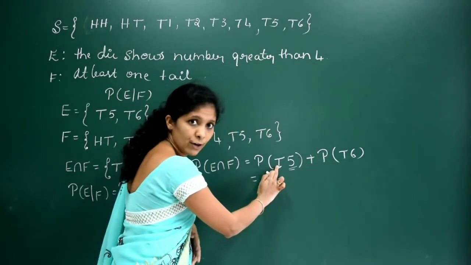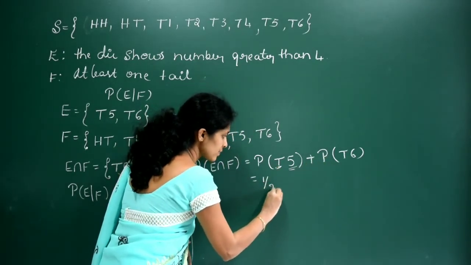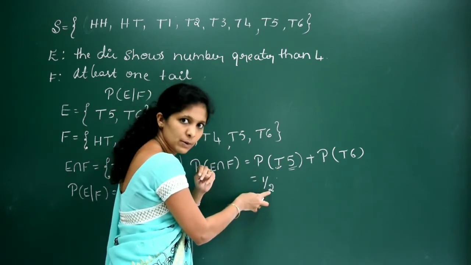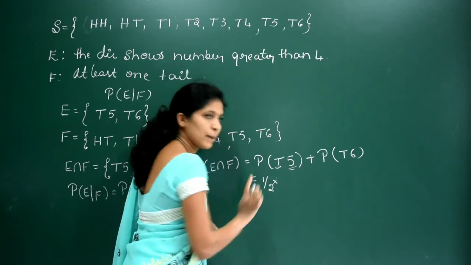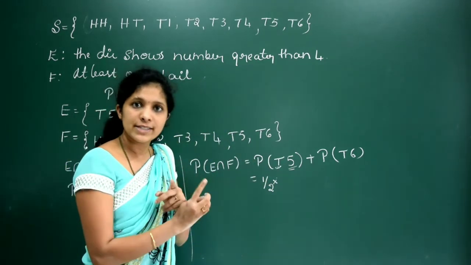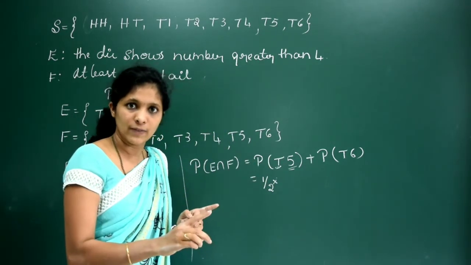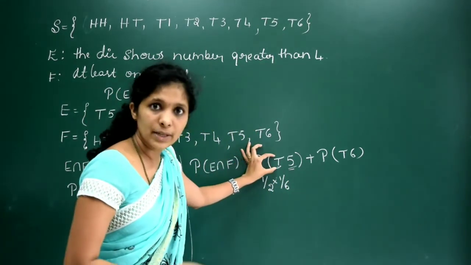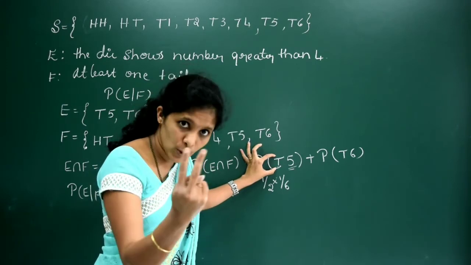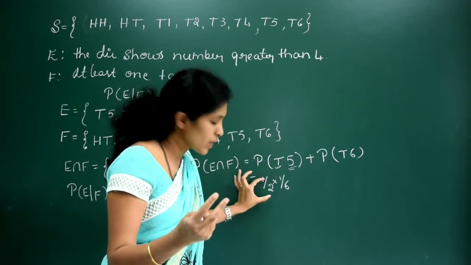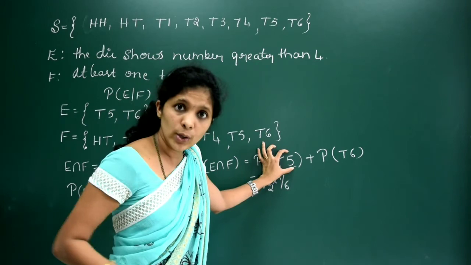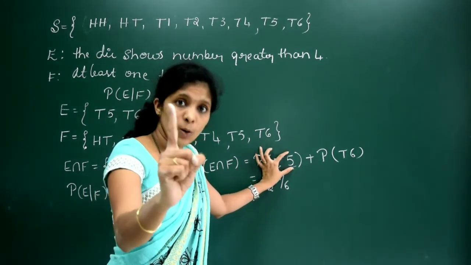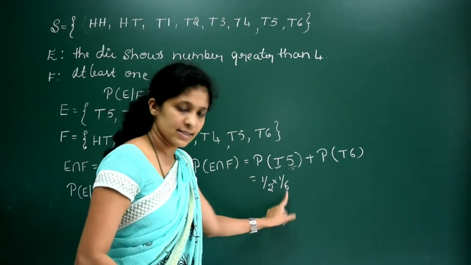What is the probability of T? It will be equal to 1 by 2, right? Head or tail, only two options will be there, so probability will be 1 by 2, into, what is the probability of 5? There are 6 possibilities, in that 5 is only one possible value, so it will be equal to 1 by 6. Tail is nothing but you are tossing a coin, so there are two possibilities, in that tail will be 1 by 2. Five means you are throwing a die, there are 6 possibilities, in that 5 will be 1 possibility, so this is 1 by 6.